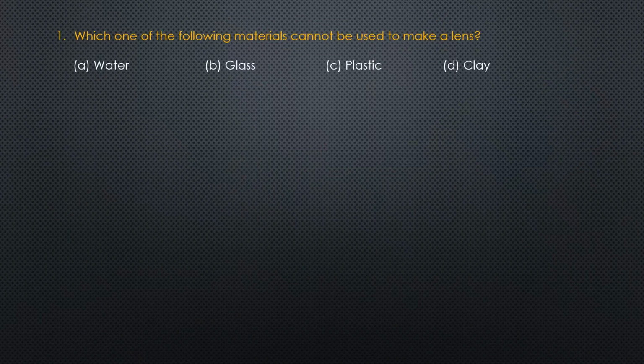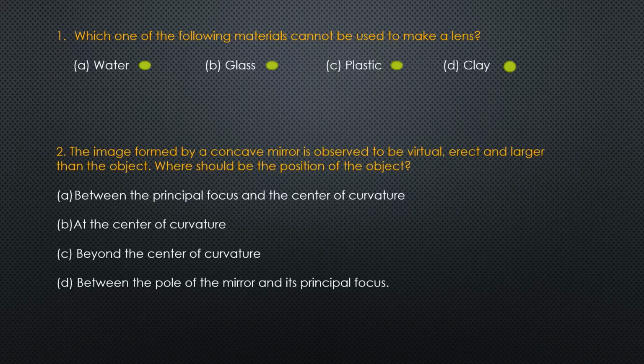Hello students, today we will solve NCERT exercise questions. First question is, which one of the following material cannot be used to make a lens? First is water, glass, plastic, clay. So out of these, water can be used to make a lens, glass can be used, plastic can be used, but clay cannot be used.